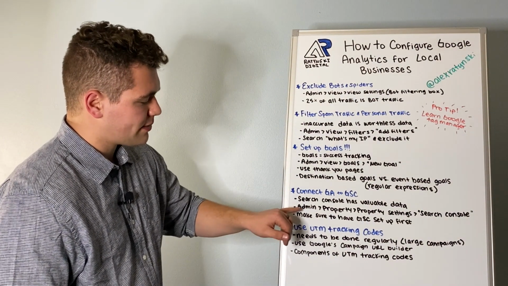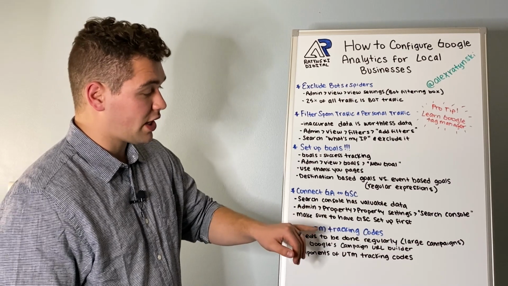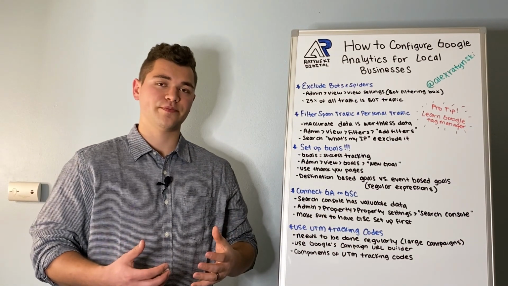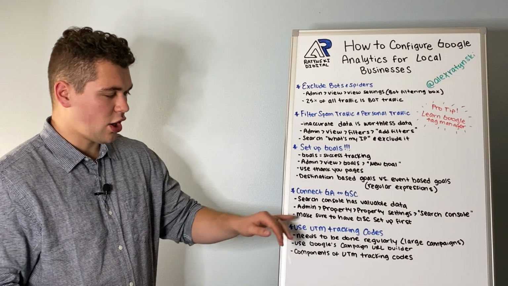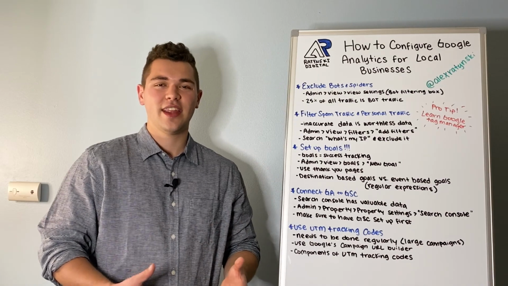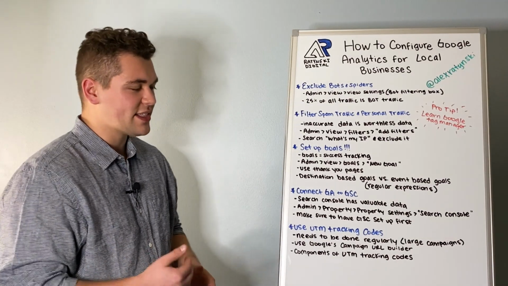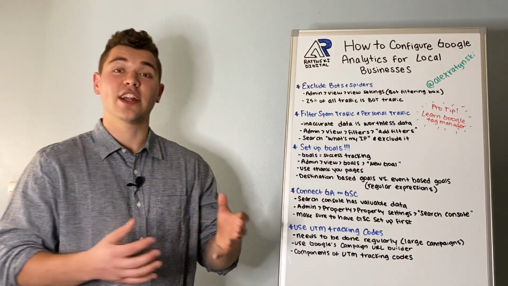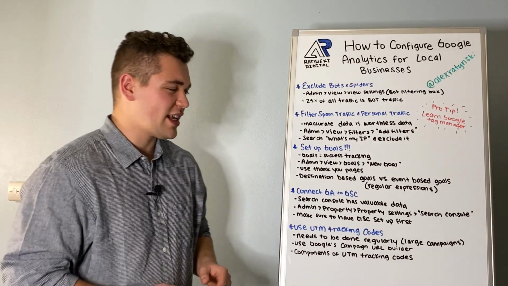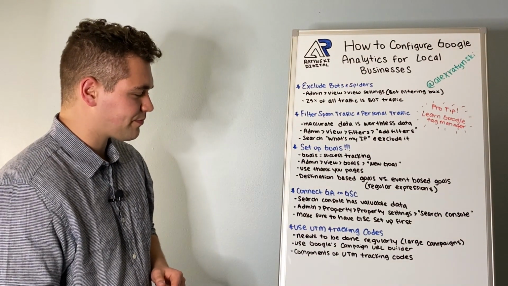Now, a way we can do that is by going to Admin, Property, Property Settings, and then there's a little choice there for Search Console. Now, before we do this, always make sure that you actually have your Google Search Console account set up. That's always step 1. So if we can get that set up, then it's going to be a lot easier to connect those two. In fact, you can't do it unless you set up your Google Search Console. So make sure that's set up and make sure you can connect those.